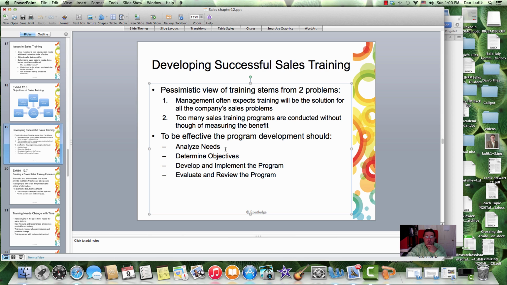So a good program should analyze needs, determine objectives, develop some kind of implementation, and this is where most training ends. The last step is evaluation and review of that particular training program. Most companies don't do this last step.